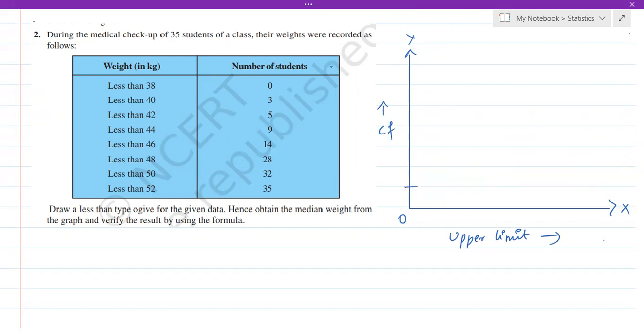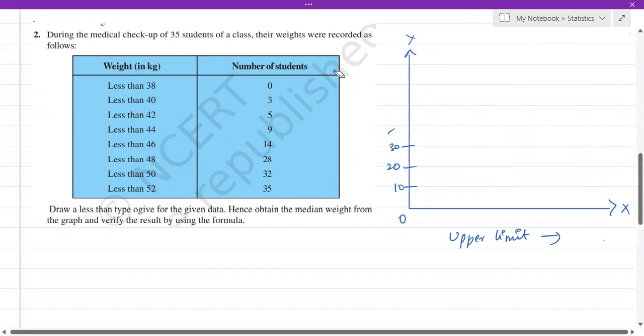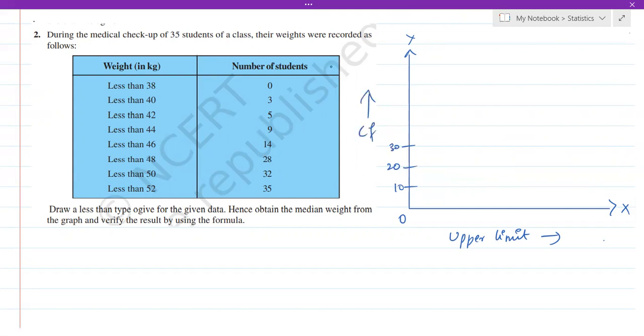For CF, one box will be 10 units. So 10, 20, 30. CF is here. Then 40, 50, 60, and so on. Now look at the upper limits. It is 38, 40, 42. The difference is 2 units, right? So let's take the x-axis, one box has 2 units. After 0, you should have 2, but we are skipping some values. So let's draw the kink. We'll start with 38, then 40, 42, 44, 46, 48, 50, and 52.